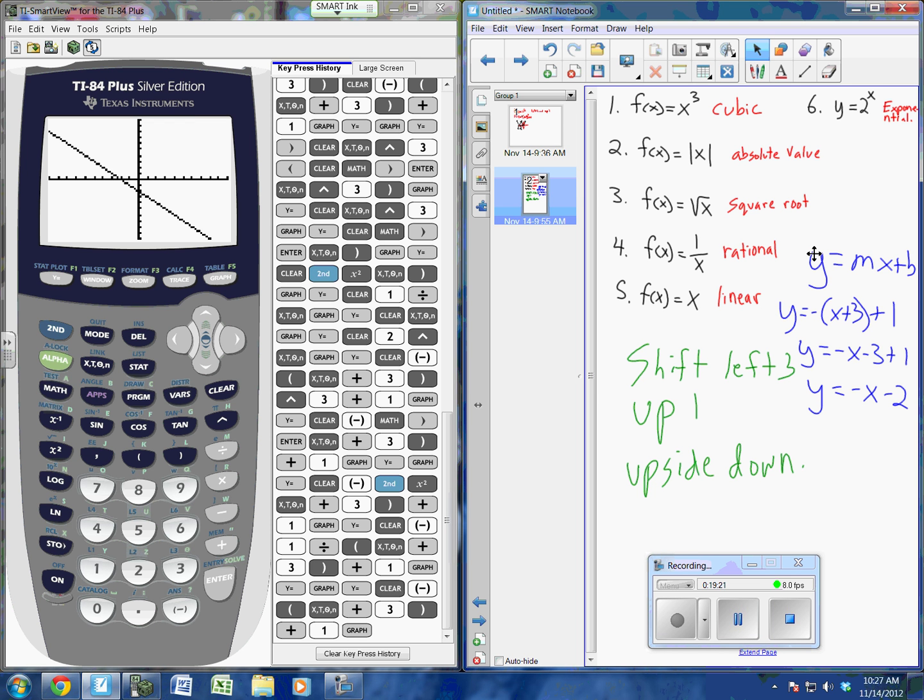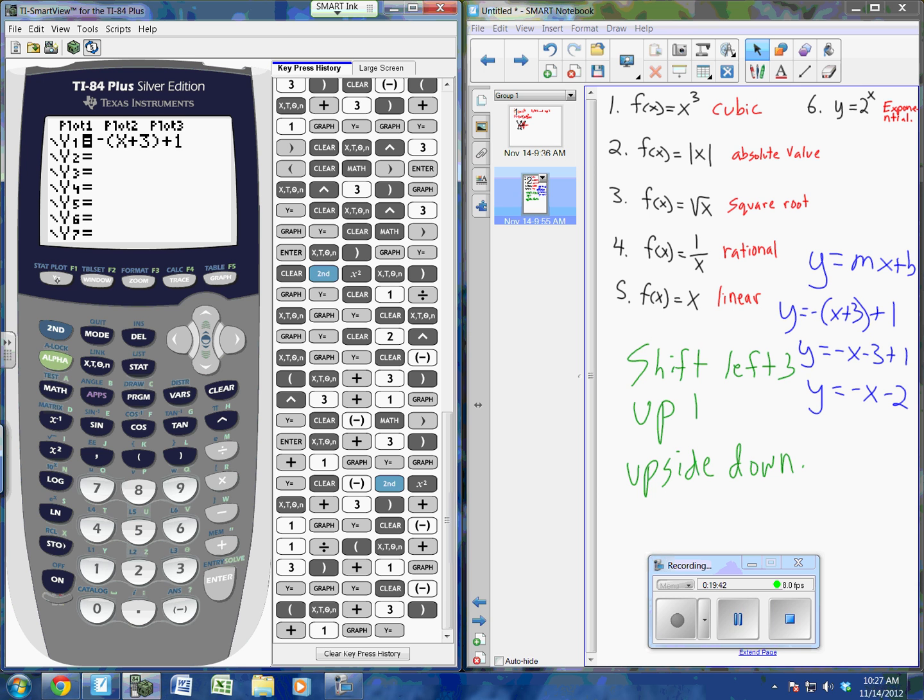Yes? No, not on a linear. A linear is a line. It's x to the first power. Just on the parabolas, we use the squared. Okay, and I'll show you one like that in just a second. Okay, I want to show you one.